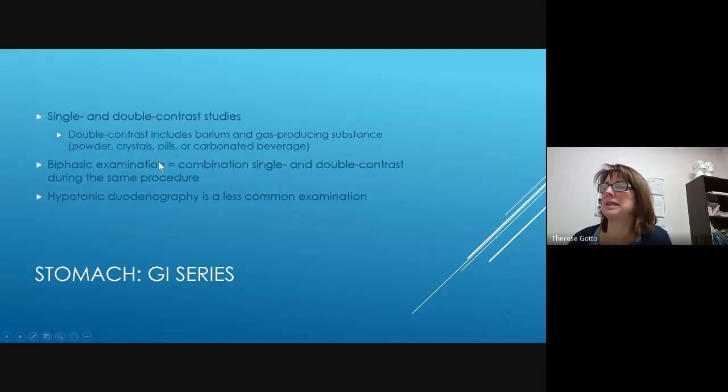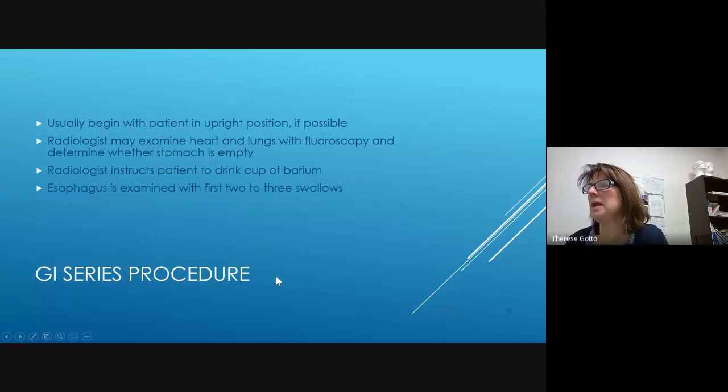Okay, there's such a thing as single and double contrast upper GIs. Okay, we don't normally see biphasic exams anymore, but you guys might. So you'd have 2 different types of barium ready if that's the case at your site. Usually begins with the patient upright on the fluoro table.